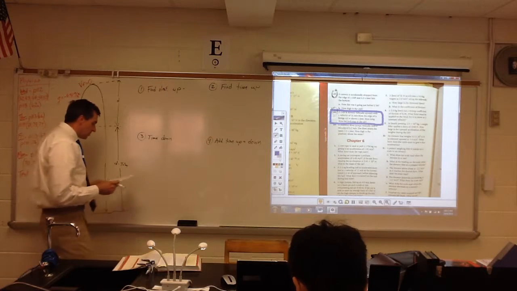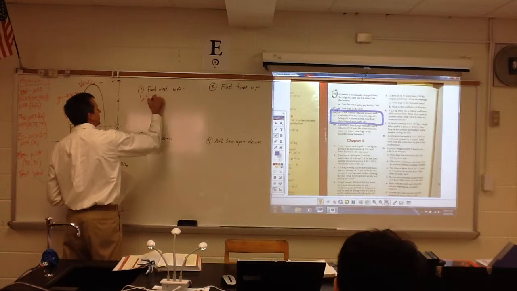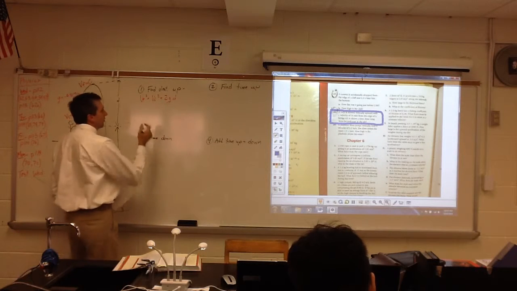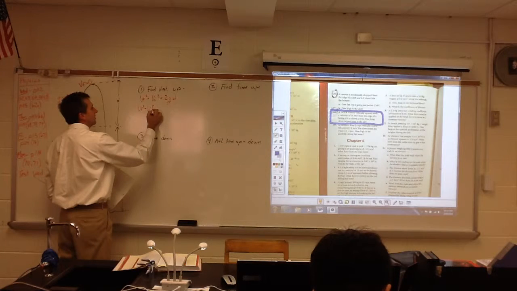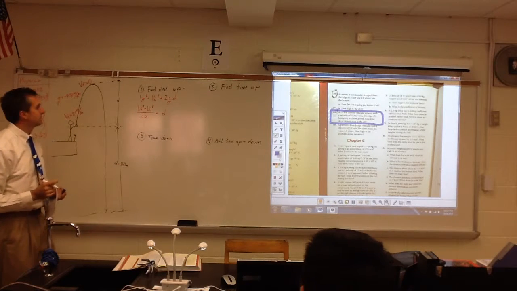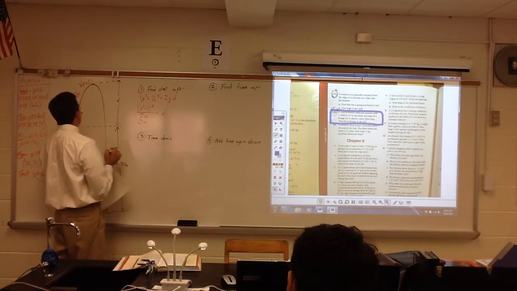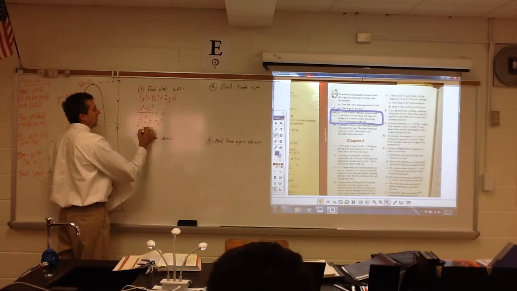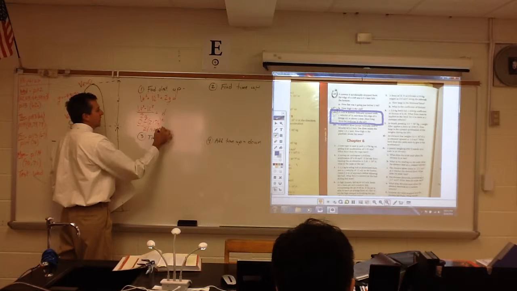Let's start here. So we'll say, okay, Vf squared equals Vi squared plus 2gd. We're going to rearrange it for d. We're going to say Vf squared minus Vi squared, divided by 2g, equals d. Now we're going to plug in. Our final velocity is 0. Our initial velocity is 21. Got to remember to square it though. And that's all over 2 times negative 9.81 meters per second squared.